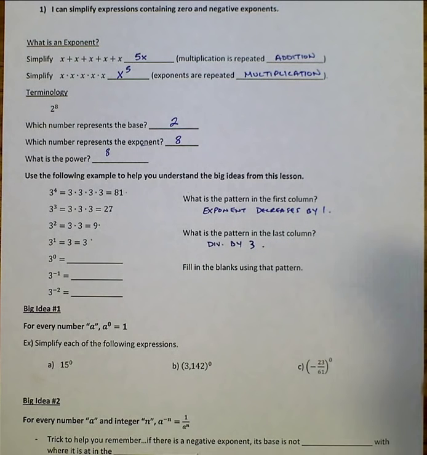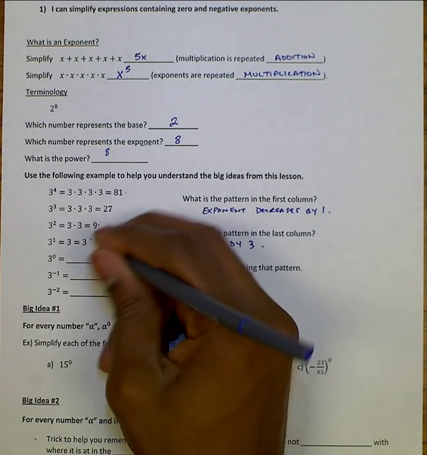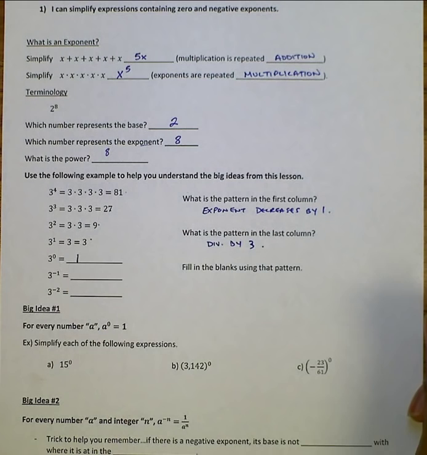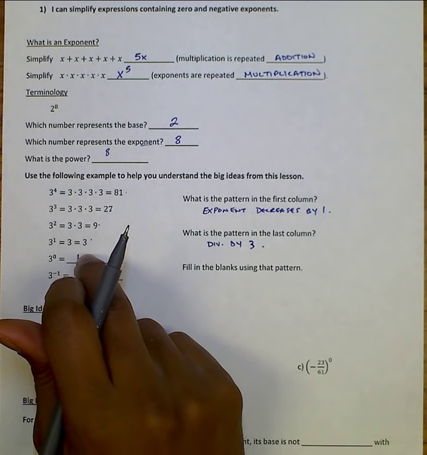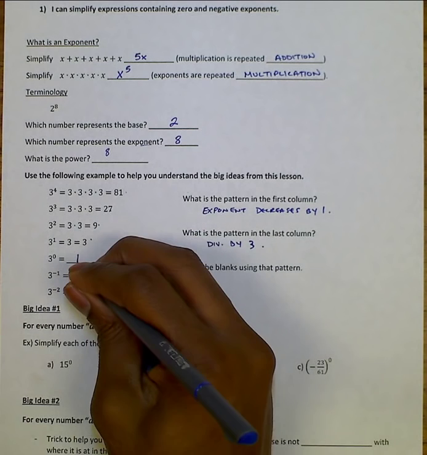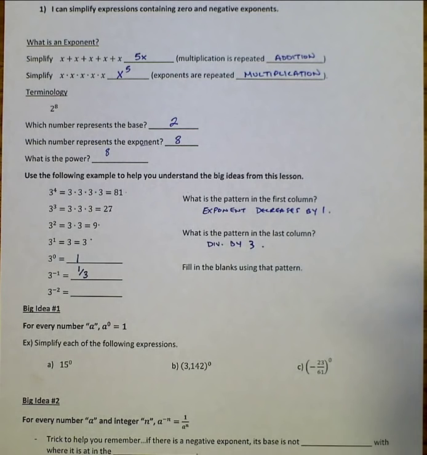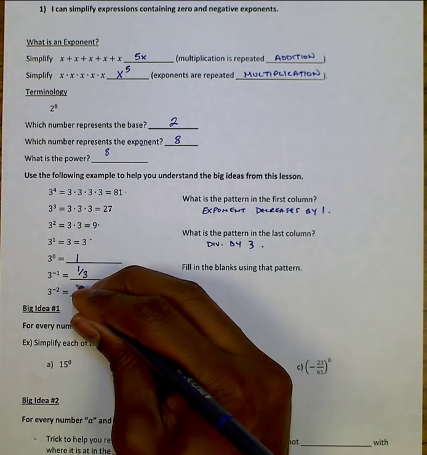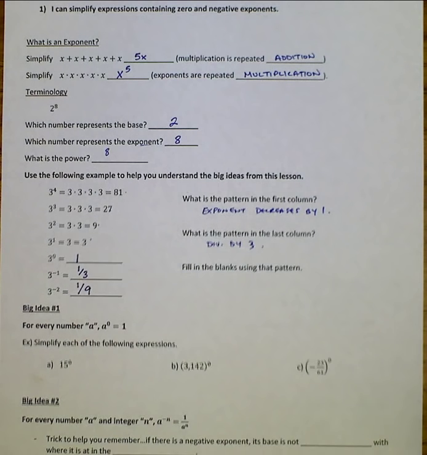Okay, fill in the blanks using that pattern. So 3 to the 0 power, if we just look at the first column, should be that. Last column divided by 3 is 1. Again, this is decreasing by 1, so what's happening? Well, our number's getting divided again by 3. So I'm just going to leave it as a fraction because that's easier to see. 1/3. Okay, again, divided by 3. 1/9.